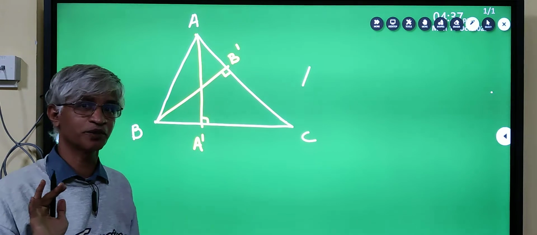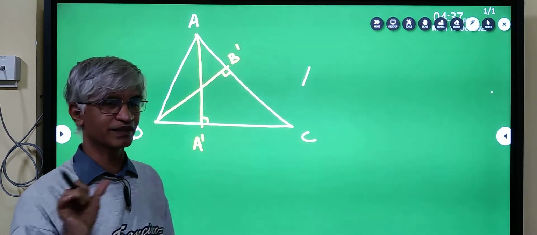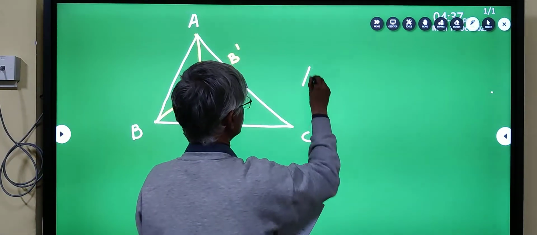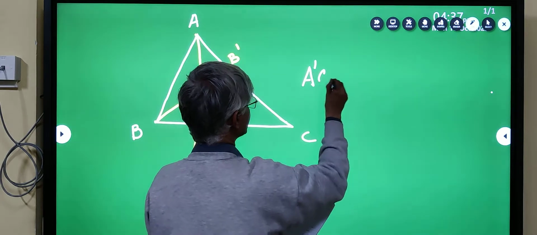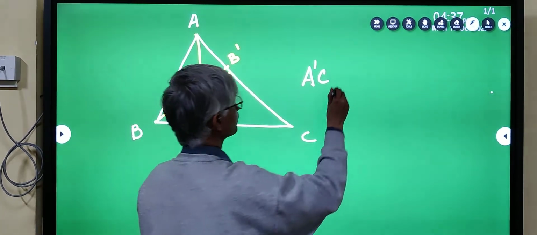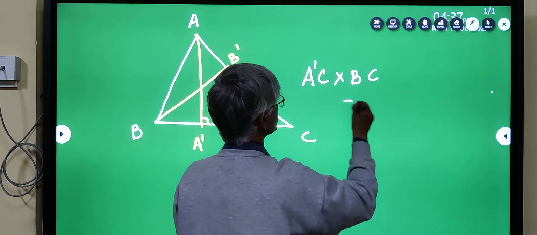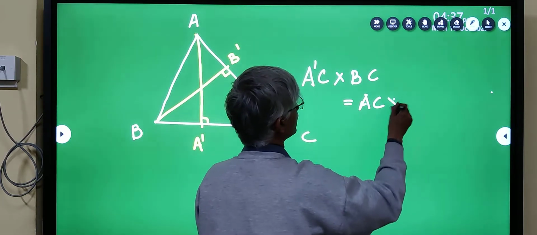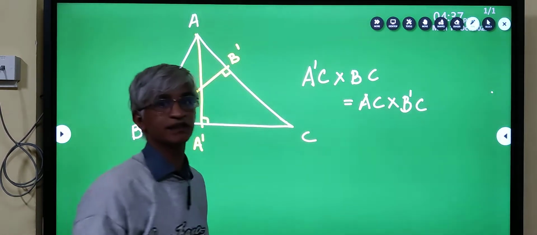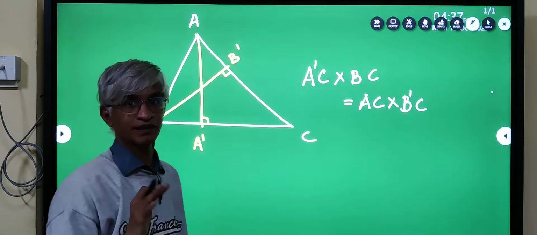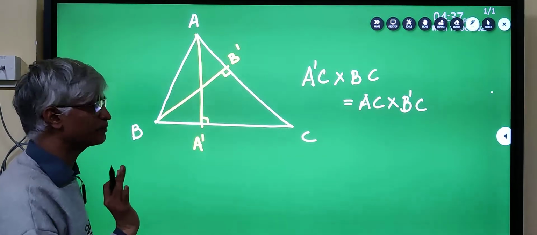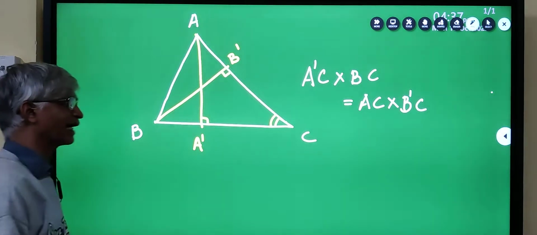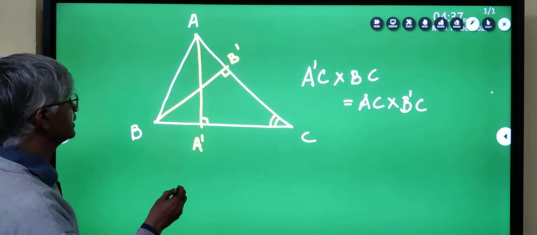While this is a very straightforward problem, this is a perfect introductory problem. It's the kind of situation that will occur quite often. Now you're supposed to prove that A dash C multiplied by BC is equal to AC multiplied by B dash C. Please take 2 minutes off and solve the problem on your own. And I'm going to now solve it, because it's a very typical scenario. What you got to notice is that this is a common angle between these two triangles.